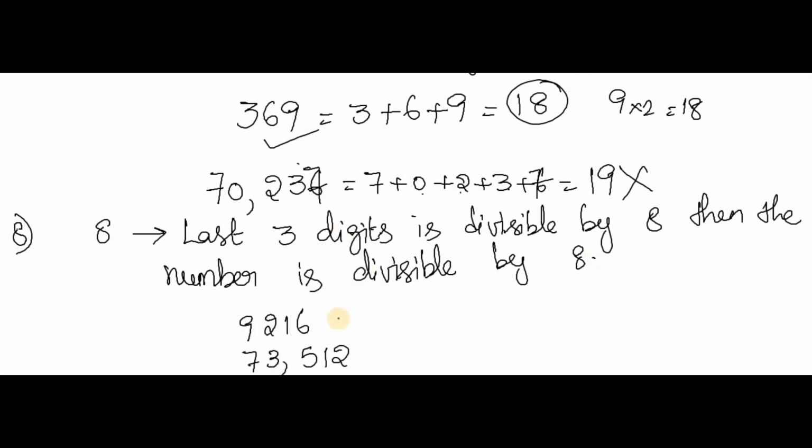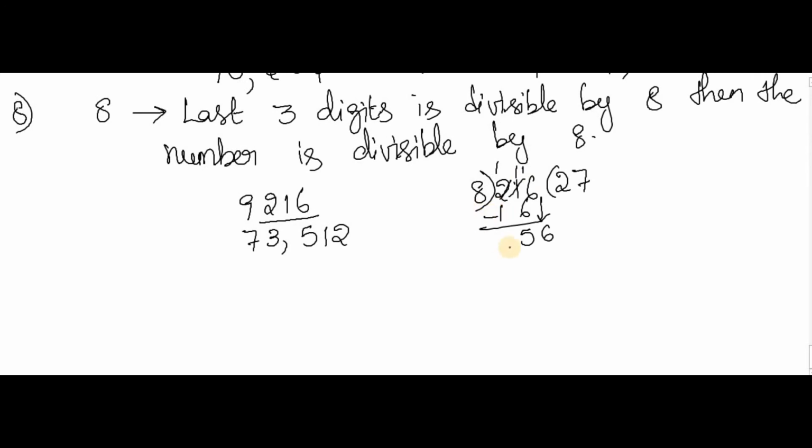Now we will see whether this is going to be divisible by 8 or not. So we have to check the last 3 digits. In the 8 table, 216. So 8 2s are 16. And from 1 it is not borrowed. So 56. 8 7s are 56. So this number is divisible by 8.